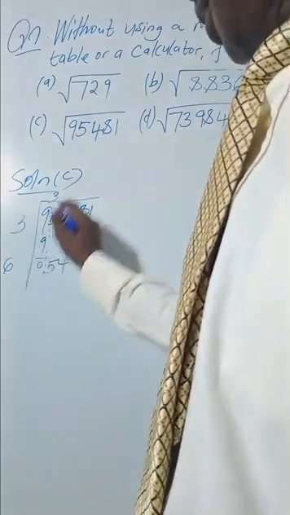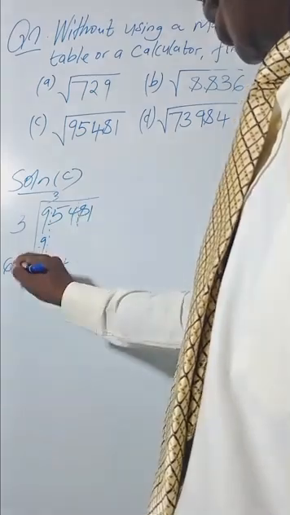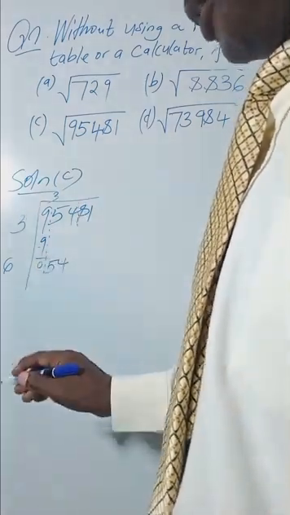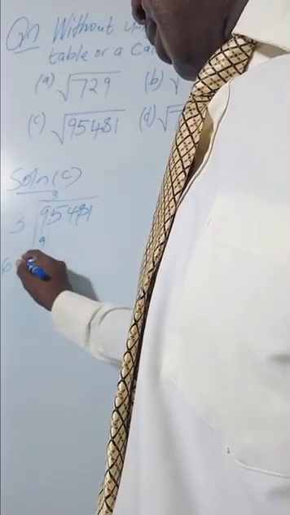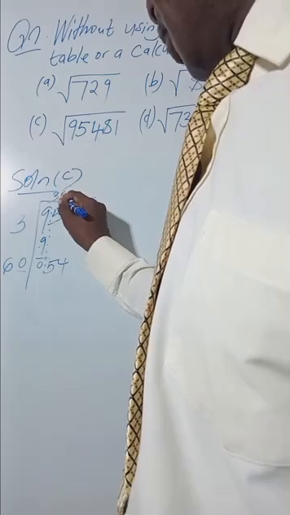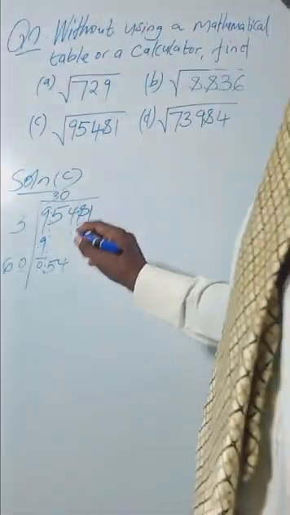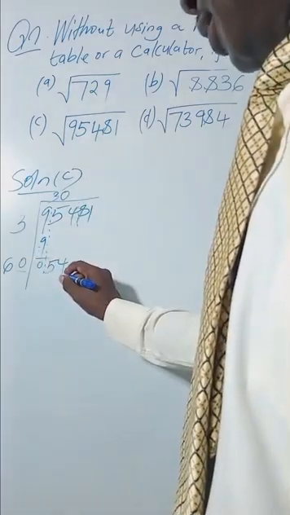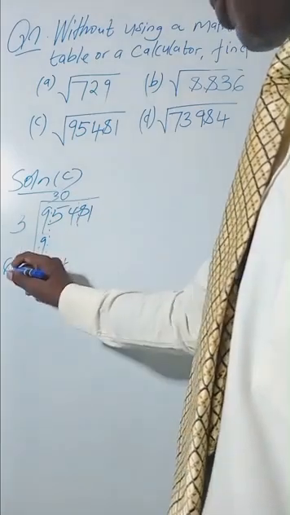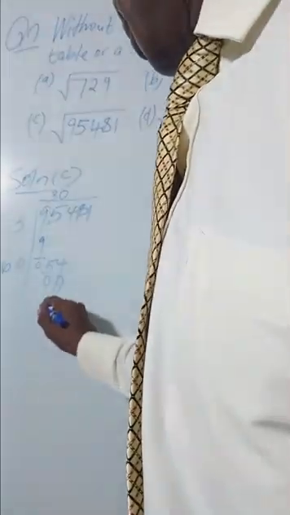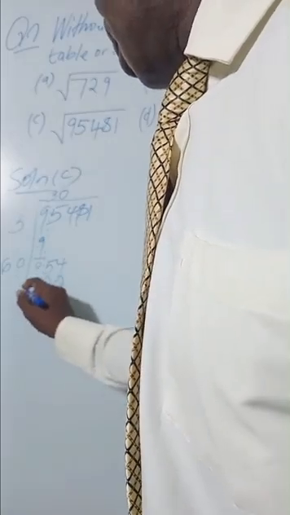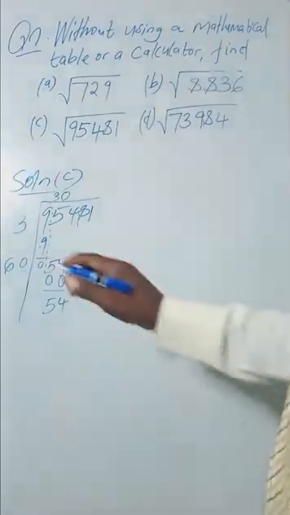Okay, so if I put 1 here, we shall have 61. 54 minus 61, you get negative. So the smallest number we can put here is 0. So we have our 0 here, and we put 0 there, such that 0 times 0 gives us 0. Then 0 times 6 also gives us 0. Subtracting, we get 54.